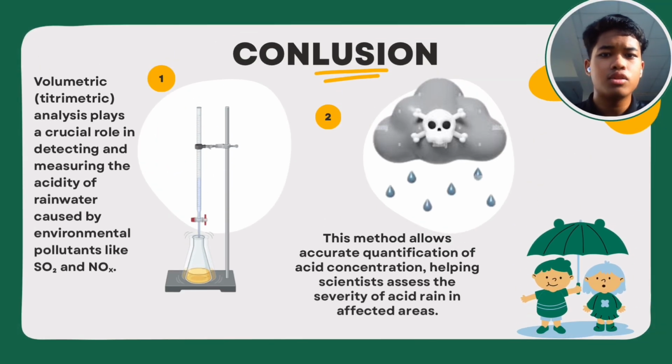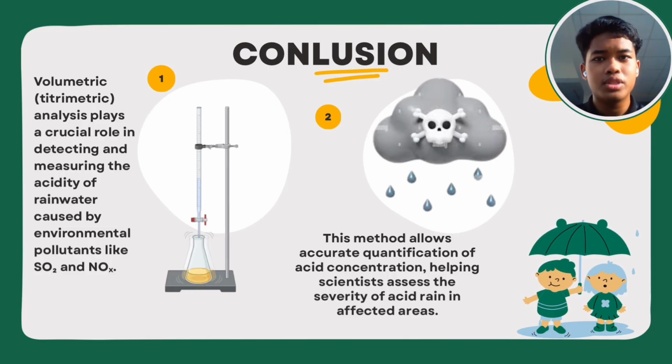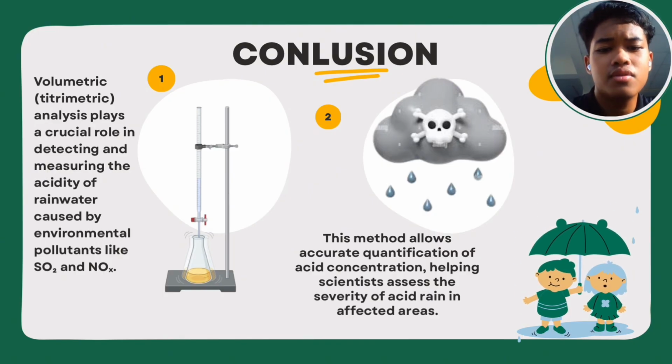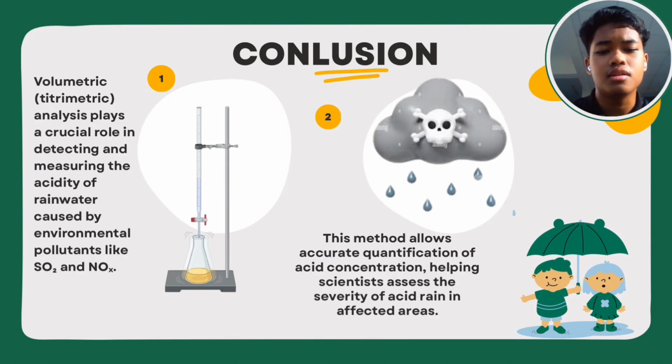My name is Muhammad Irfan and I'm going to talk about the conclusion of volumetric analysis in environmental monitoring, which is acid rain. In conclusion, volumetric or titrimetric analysis plays a vital role in monitoring the acidity levels of rainwater, especially in areas affected by acid rain caused by environmental pollutants such as sulfur dioxide and nitrogen oxides. Other than that, this method uses a simple acid-base titration technique, which allows accurate quantification of acid concentration and helps scientists assess the severity of acid rain in affected areas.